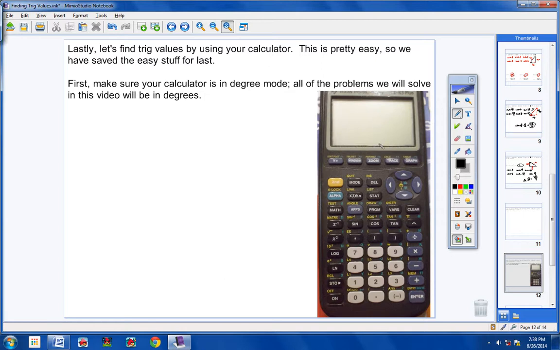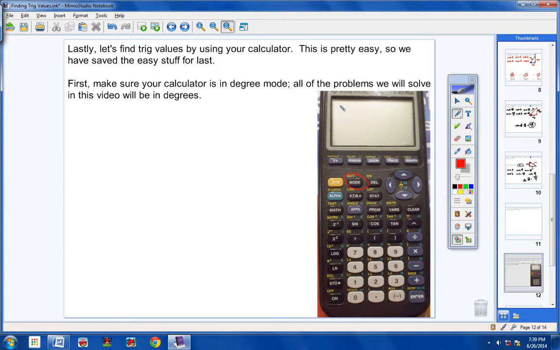So let's check your calculator and make sure it's in degrees. Now, if you have a different calculator, call me or email me or send me a picture of your calculator, and I'll try to help you find the buttons you need to push. But for a TI-83 or a TI-84, you should use the button right here, your mode button. So push mode, and when you do, you're going to see a bunch of words appear on the screen.